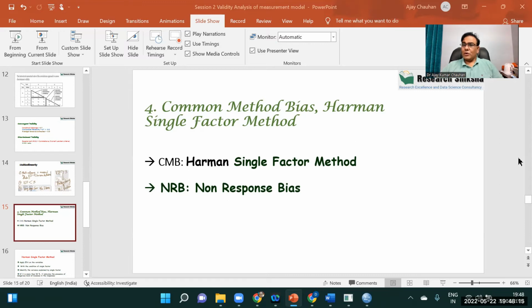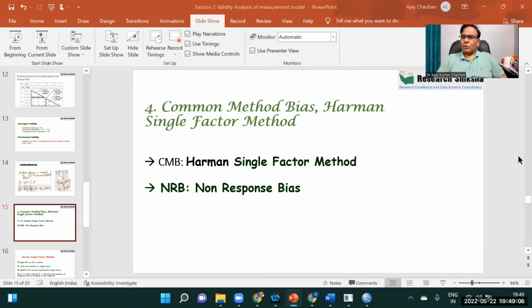So that is known as non-response. Now the question is, the people who are not giving you response, suppose they give you response. Do you think your result will change? If yes, it means your data is suffering from non-response bias.